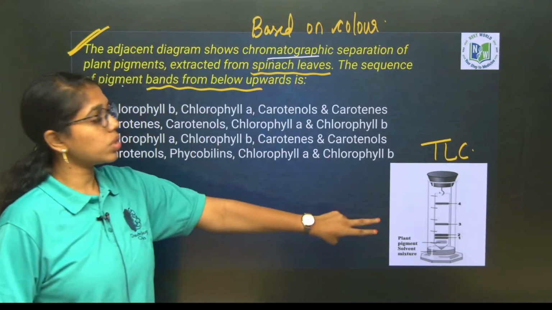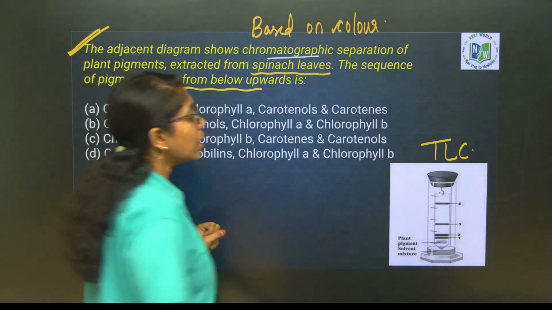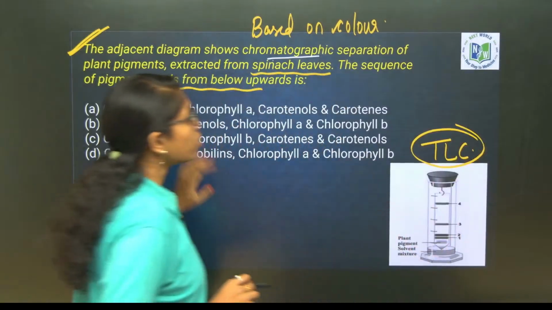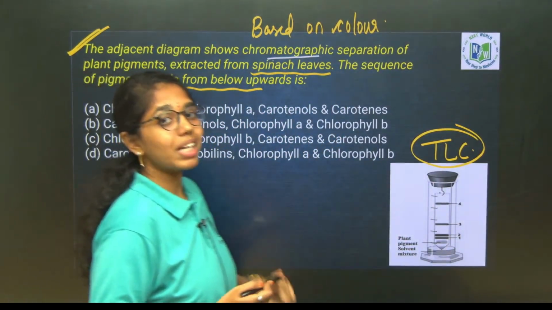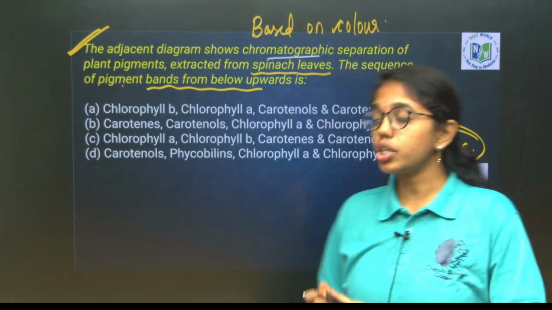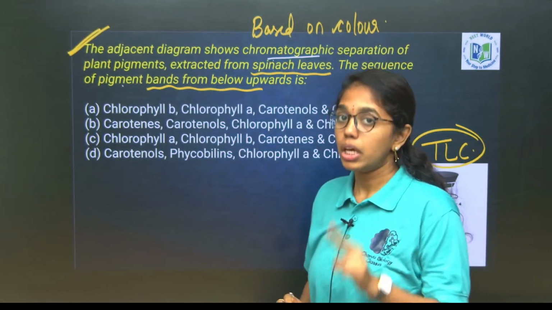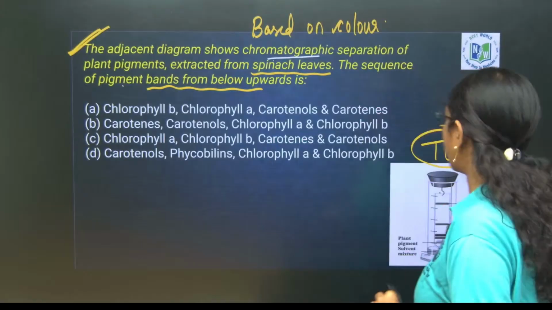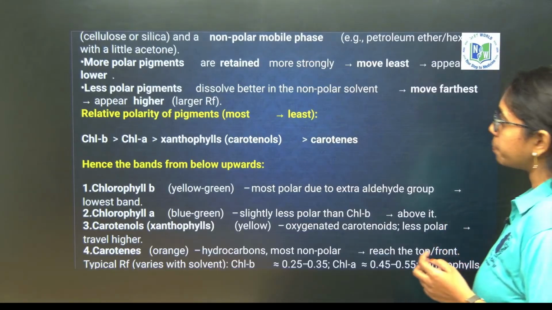As from the question, the reference diagram given is thin layer chromatography. So to answer this question, first you have to know what is the principle behind thin layer chromatography, what is the mode of action in separating the pigments using thin layer chromatography. These two points should be clear to you, then only you can answer this question. Look at the theory once.